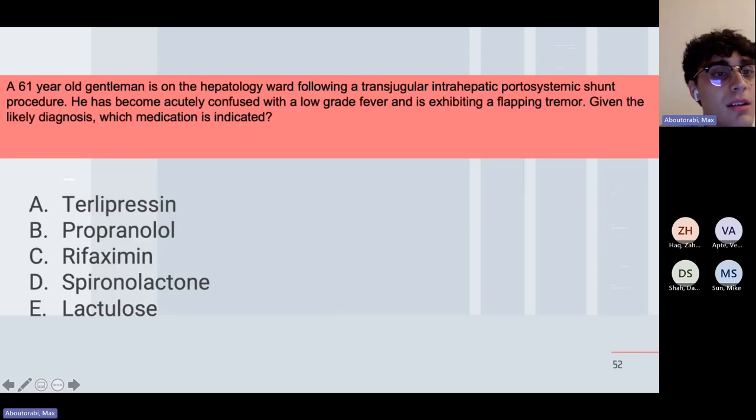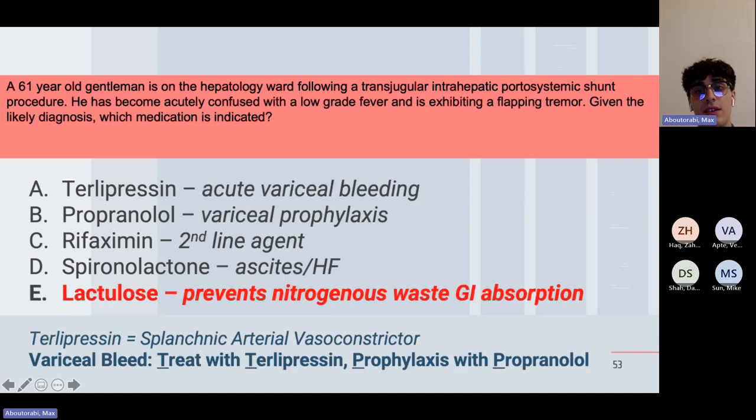And then another SBA. A 61-year-old gentleman is on the hepatology ward following a transjugular intrahepatic portosystemic shunt. He has become acutely confused with a low-grade fever and is exhibiting a flapping tremor. Given the likely diagnosis, which medication is indicated? Is it E? So the patient has presented with hepatic encephalopathy, secondary to their TIPS procedure. The first line for this is lactulose, so you want to give laxatives to prevent nitrogenous waste absorption in the GI tract.